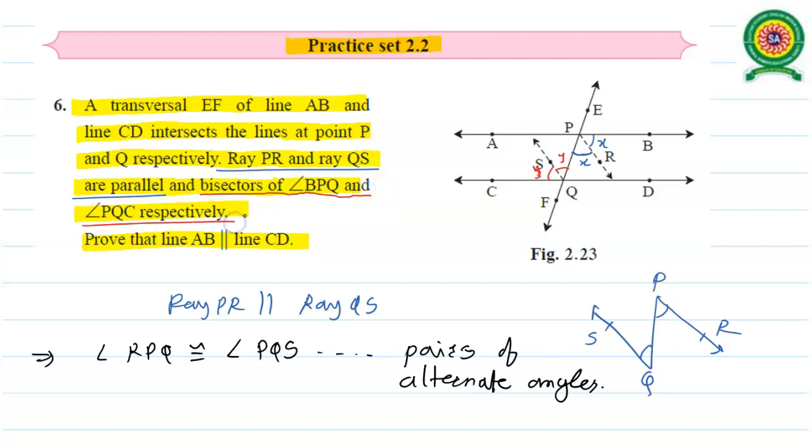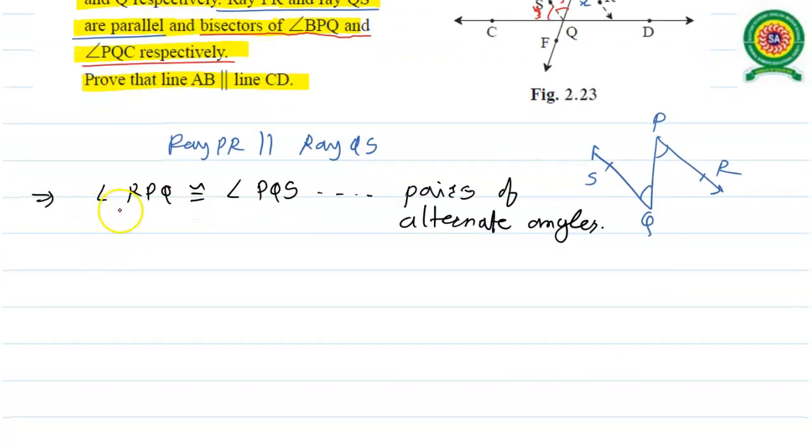Now we are using the other statement, that those are bisectors of angles BPQ and PQC respectively. Once they are bisectors, that means they are dividing the angle into two equal parts. So now I am multiplying the equation, angle RPQ is congruent to PQS, on both sides by 2. So we get 2 times angle RPQ, congruent meaning equal in measure, equals 2 times angle PQS.